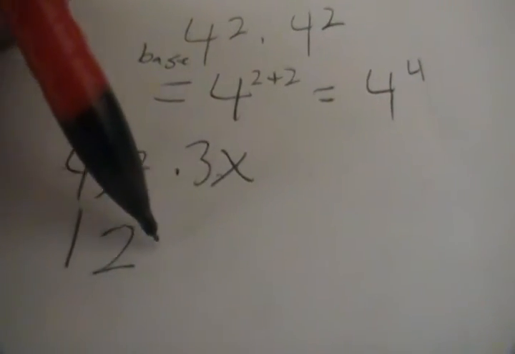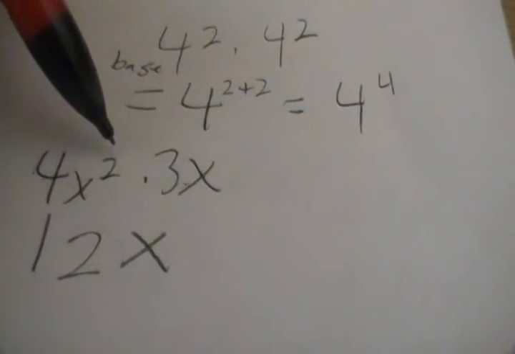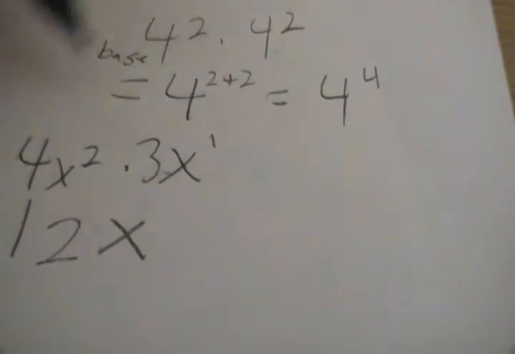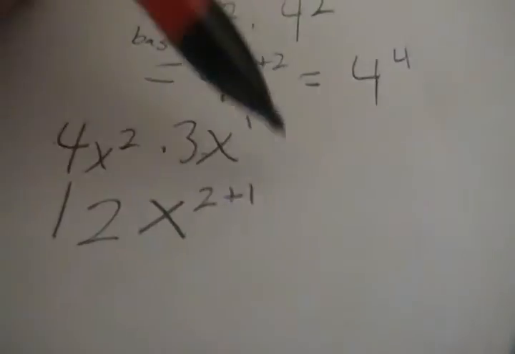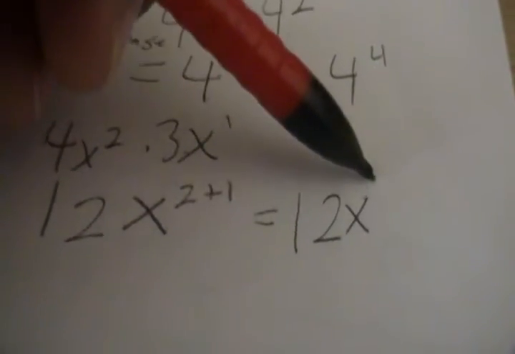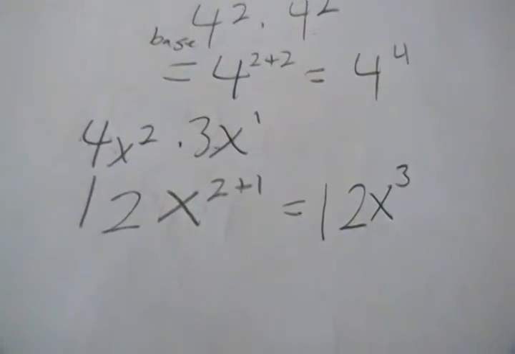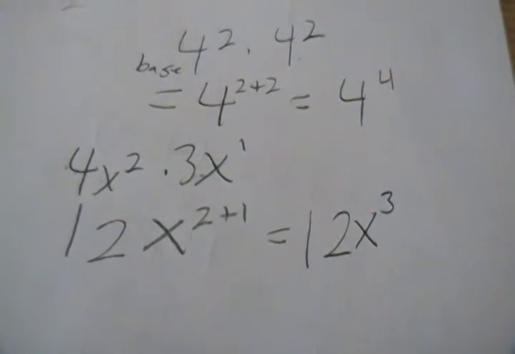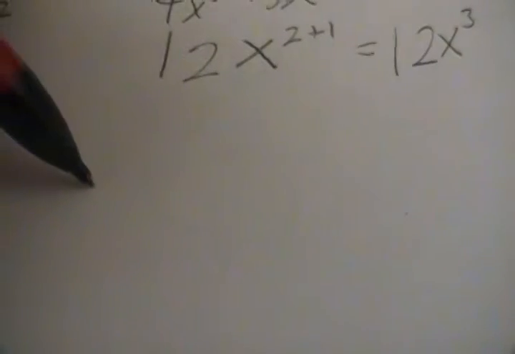So this becomes 12x, and then what you do is you add the exponents. Technically, x is just x to the 1 power. So it's going to be x to the 2 plus 1. So the final answer is 12x cubed. Alright, let's try one more. Let's try a little bit more challenging one.